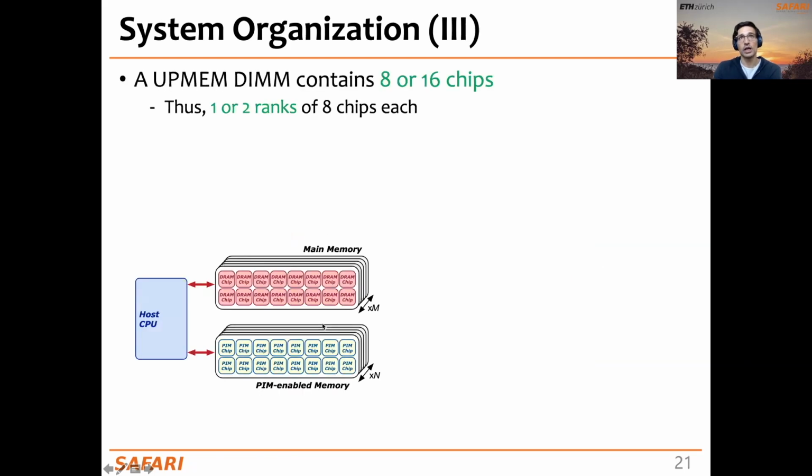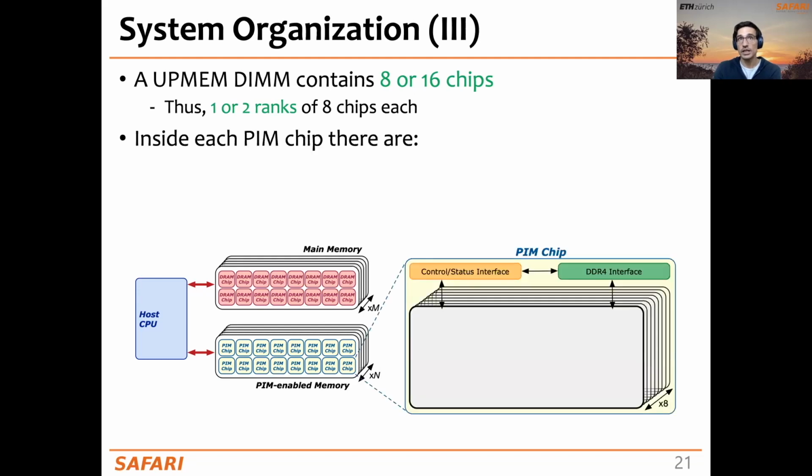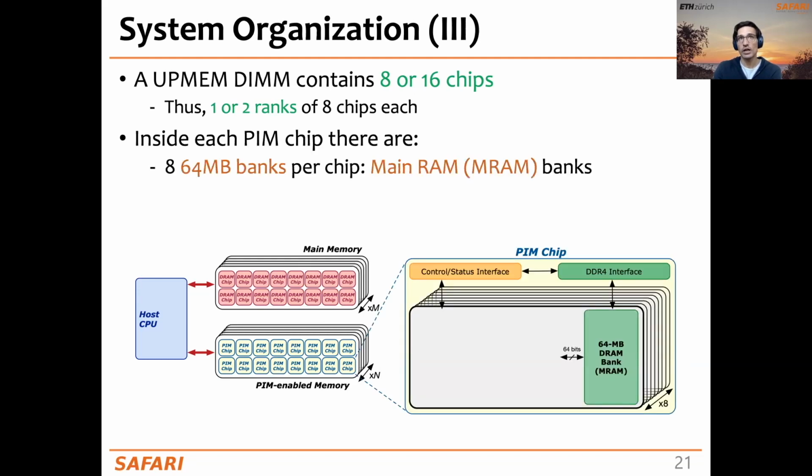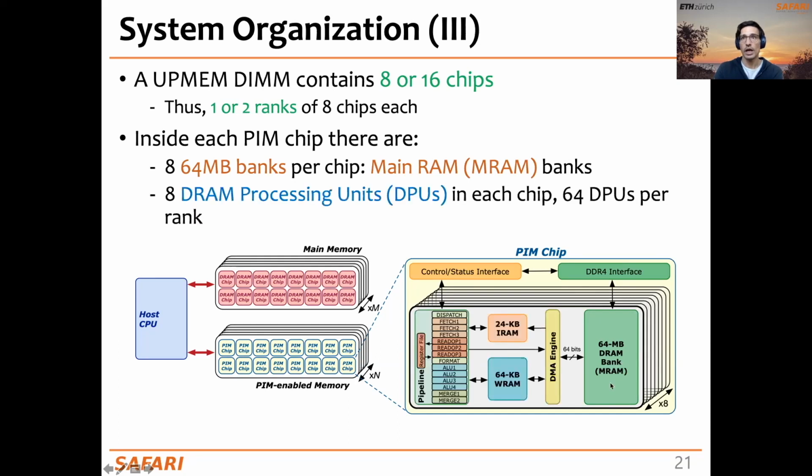On each DIMM, we typically have 8 or 16 chips, as we mentioned before. This is 1 or 2 ranks of 8 chips each, and inside each PIM chip, there are several slices. In particular, in the current architecture, there are 8 of these slices. In each slice, we have a 64 megabyte DRAM bank that is called main RAM or MRAM, and we have the DRAM processing units or DPUs. Observe that there is a DRAM processing unit per MRAM bank. So in total, we have 8 DPUs per chip and 64 DPUs per rank.